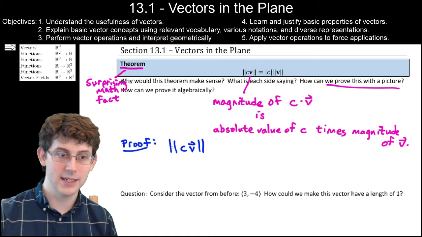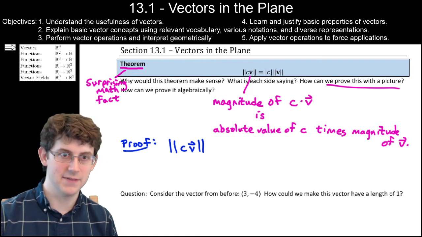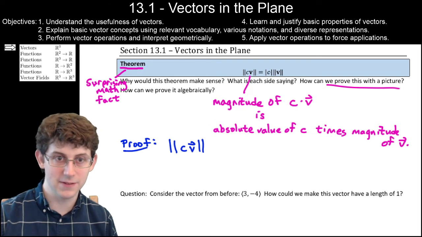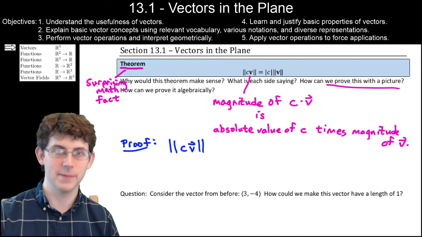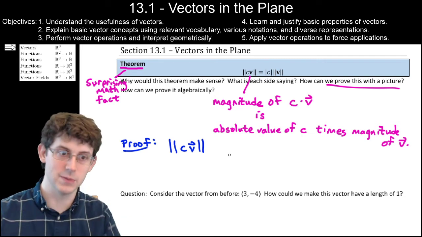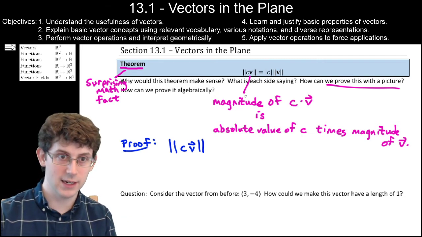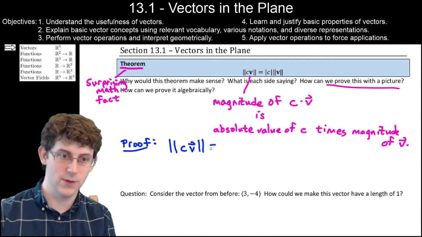Notice the double bars here, just to emphasize that the left side is a vector and this c is a scalar. So if you have an absolute value and a magnitude in the same equation, you might use double bars to talk about the magnitude, just to distinguish between them. Anyway, the way proofs work in this class usually is you take the thing on the left side and you write down what they mean.